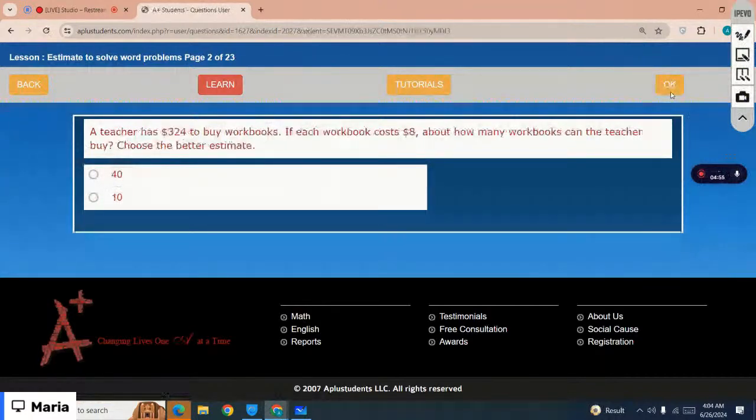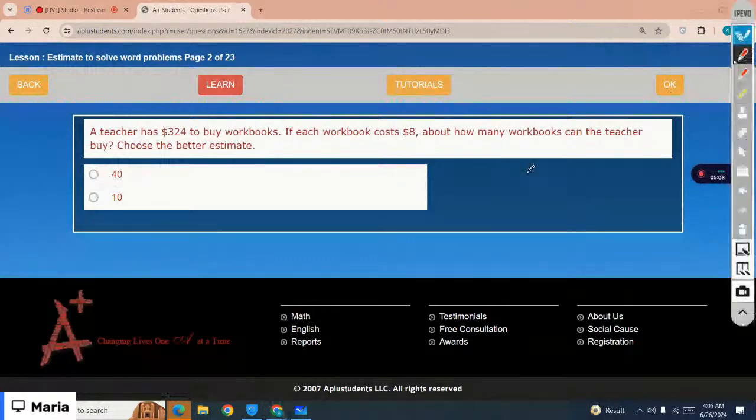A teacher has $324 to buy workbooks. If each workbook costs $8, how many workbooks can the teacher buy? So the teacher has the total amount 324, right? And each book costs $8. You have to see how many books she can buy. You need to find the estimated answer, right?